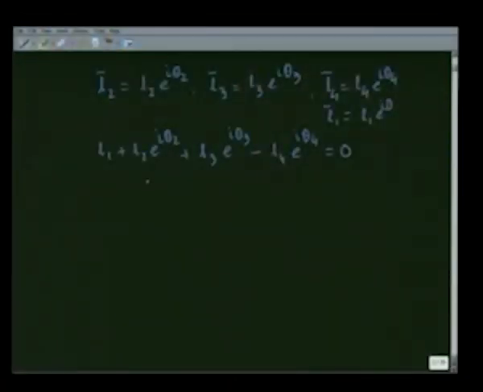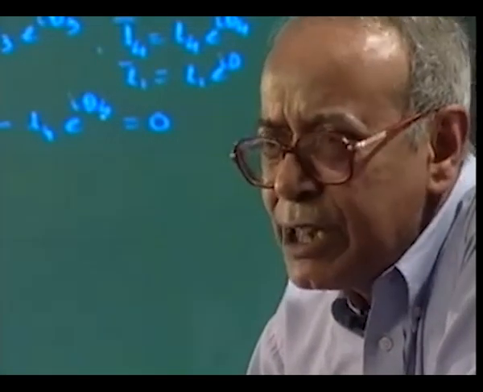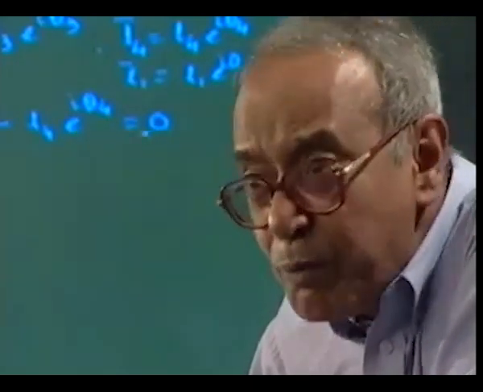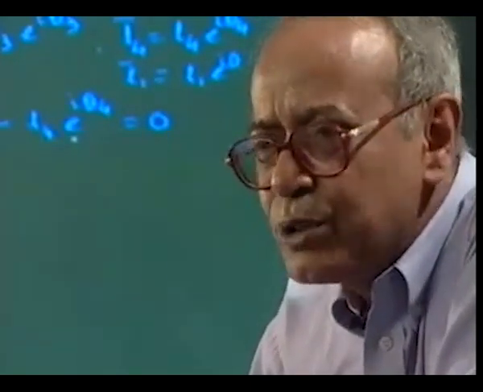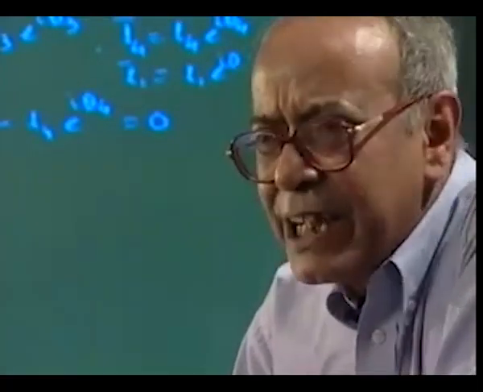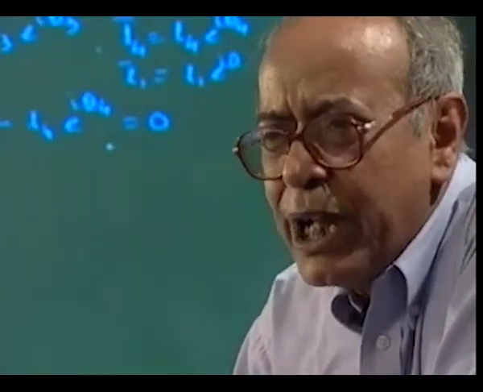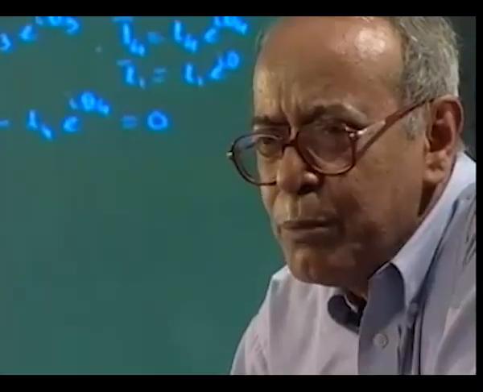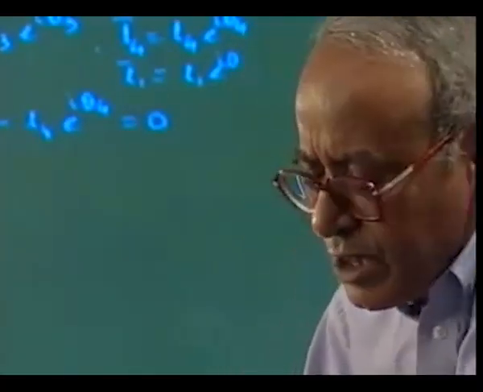We know e to the power i theta is cos theta plus i sin theta. So first we substitute for all these angles, e to the power i theta 2, i theta 3 and so on, in terms of cosine and sine, and equate the real and imaginary parts of this complex equation separately to 0. This is nothing but adding the x components to 0 and adding the y components to 0, because it is a closed loop.